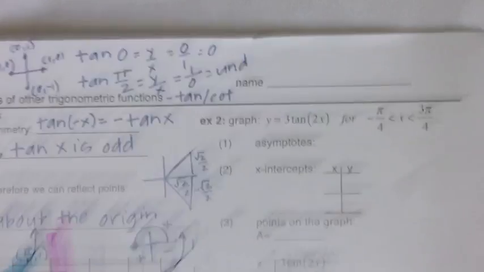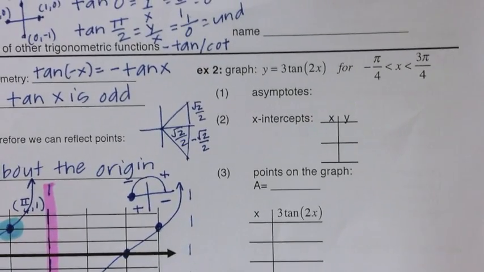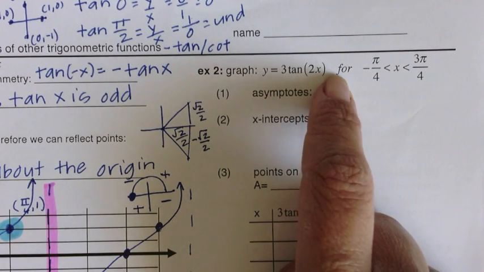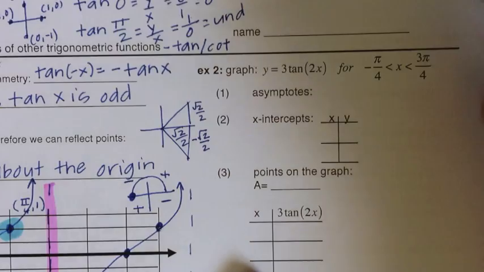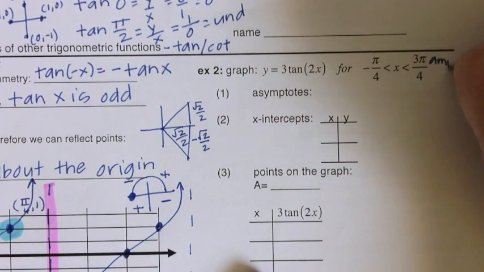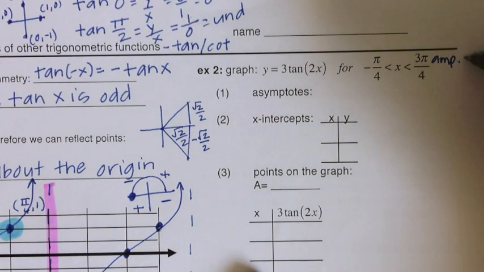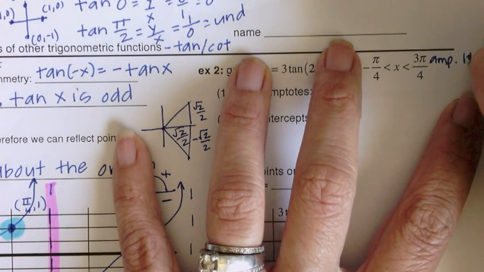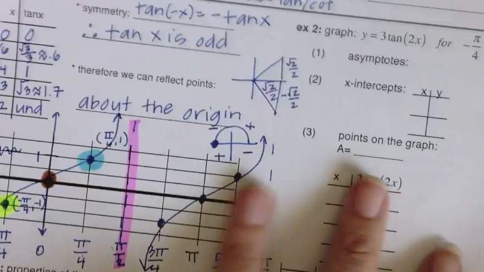So we're going to go ahead and do that part for this graph right here. It says graph y equals 3 tangent of x. So before we get to doing that, we're going to start how we used to start, and that is finding the amplitude, which is the absolute value of 3. So that is 3.